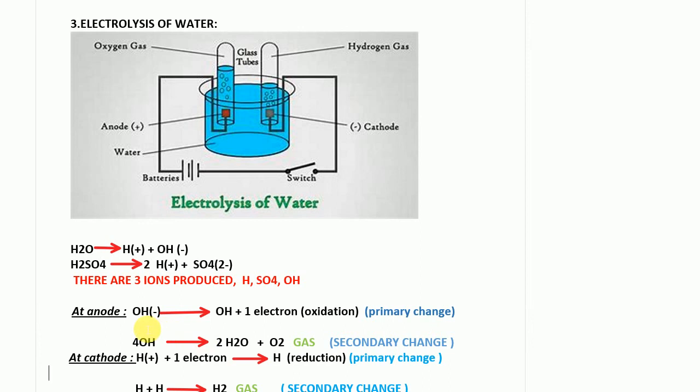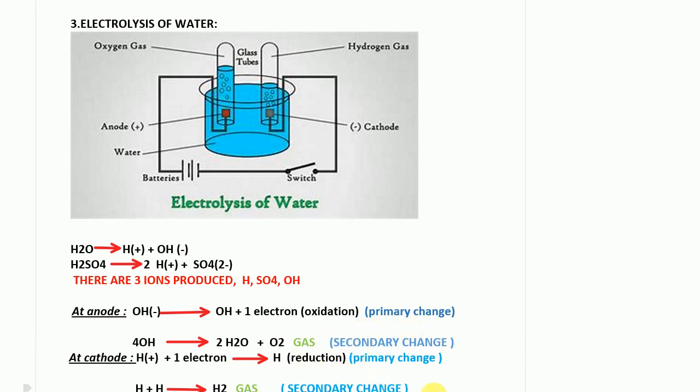Till the first two electrolysis examples, we have seen that there is only one change taking place, that is an anion giving away one electron. But in the case of water, after becoming stable, this OH is again getting converted into H2O plus O2 gas. So this change which is happening after the primary change is known as the secondary change.